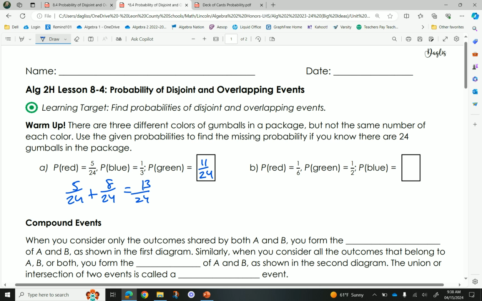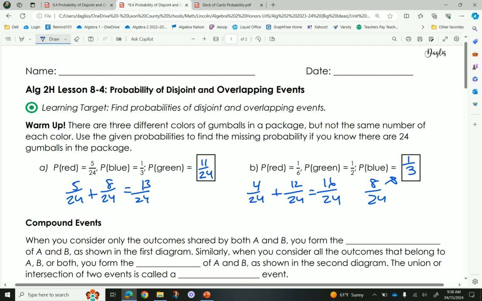All right, my next one. What do we think? Steven? 1/3? Nice. So if anyone needs to see it, 1/6 we can rewrite as 4 over 24. Green of 1/2, we can say that's 12 over 24. So 16 out of my 24 is there. We're missing 8 of my 24, which simplifies to 1/3.